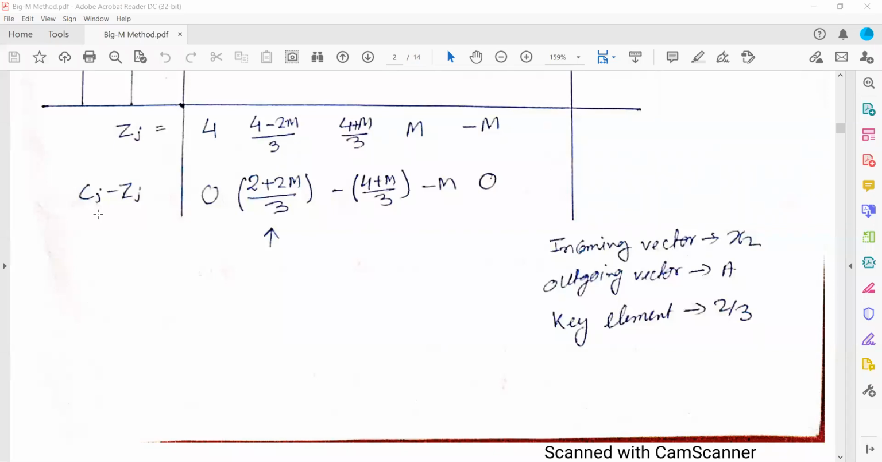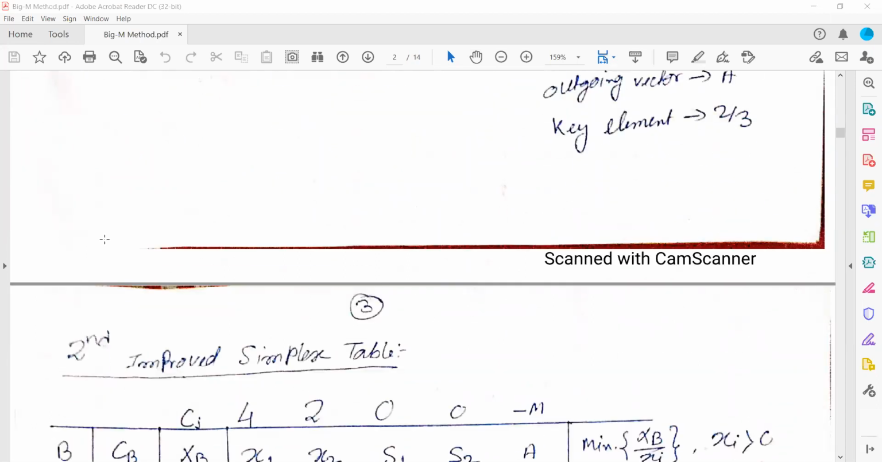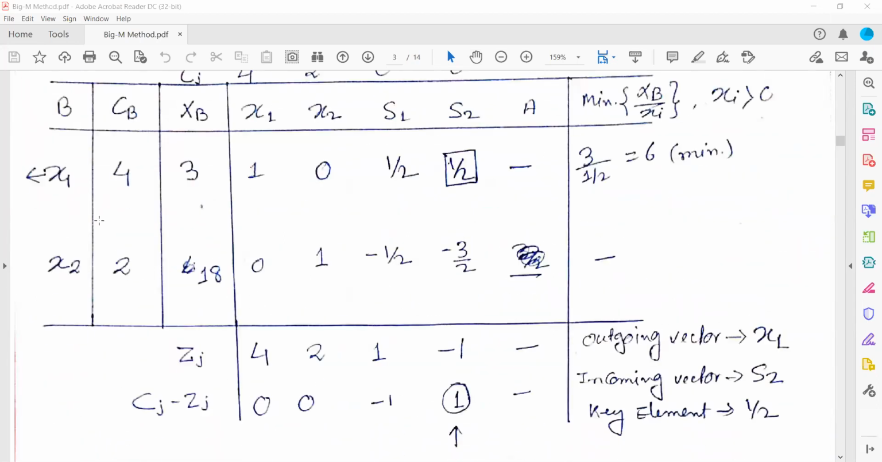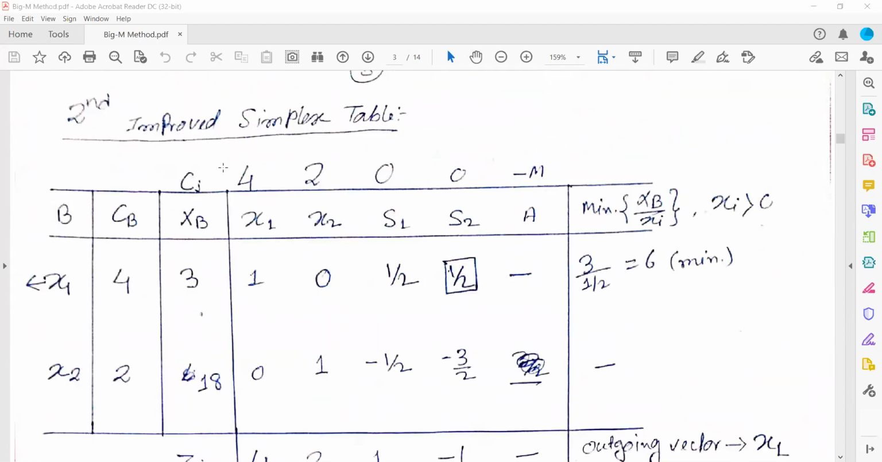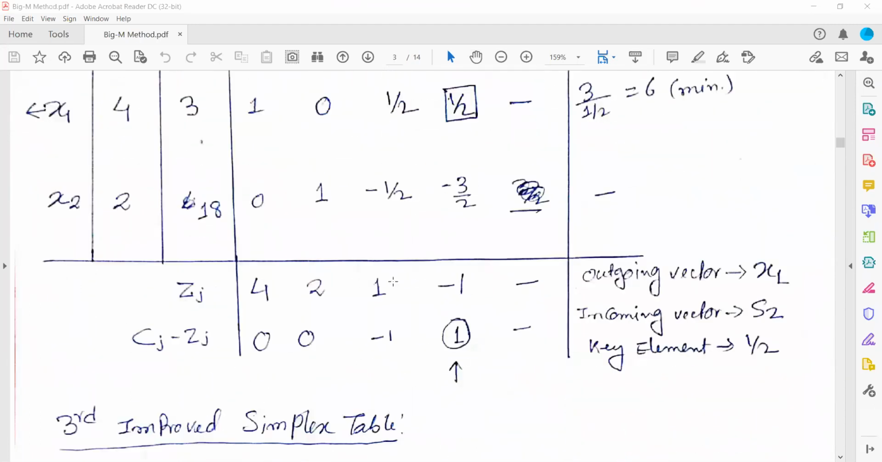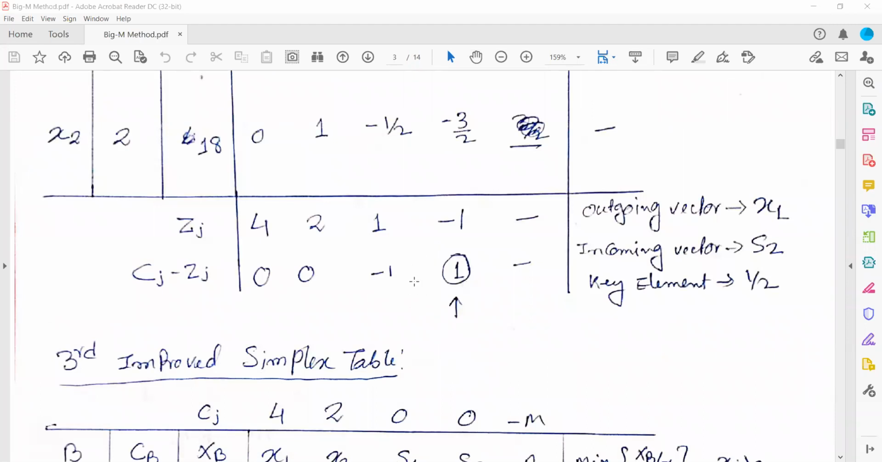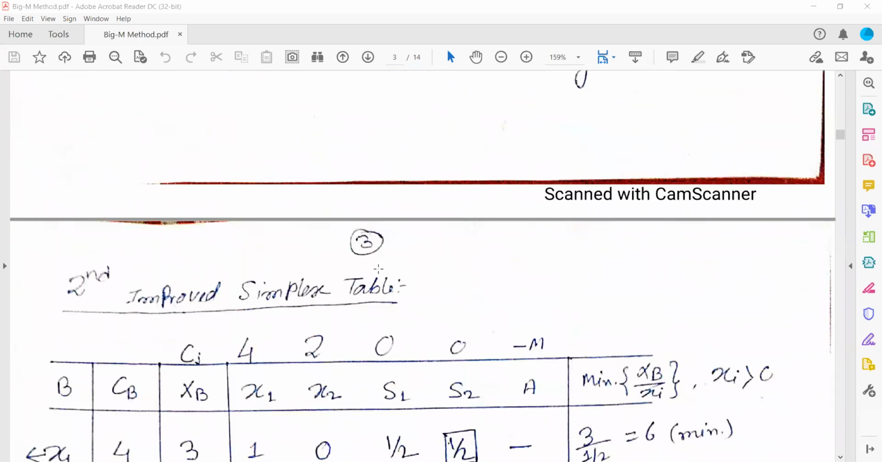If there is even a single positive element of Cj minus Zj, till then you won't get your optimal solution. So like this we have gone. Here also, in the second improved simplex table, you did not get the optimal solution. And now see one thing here.